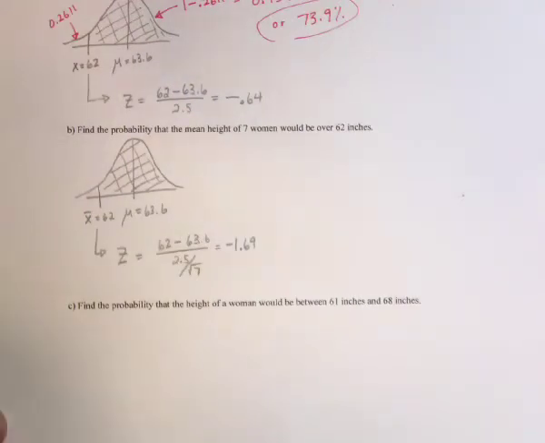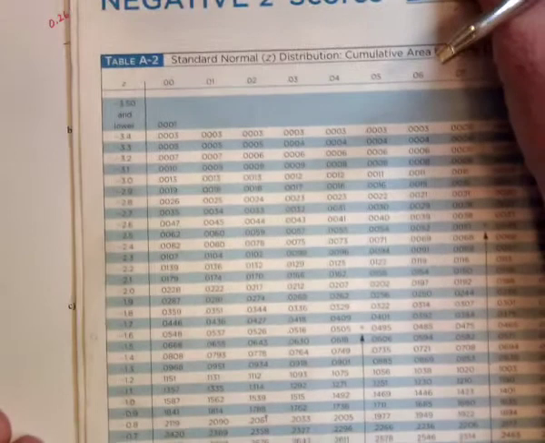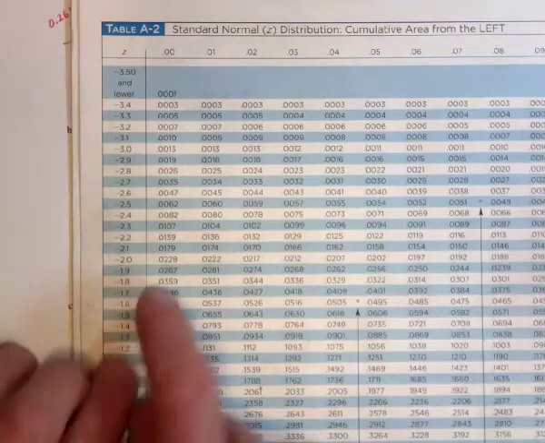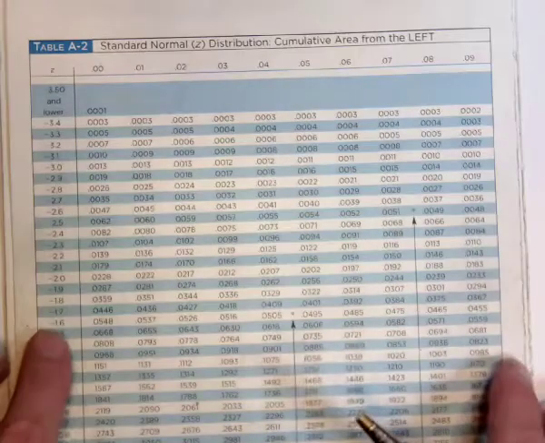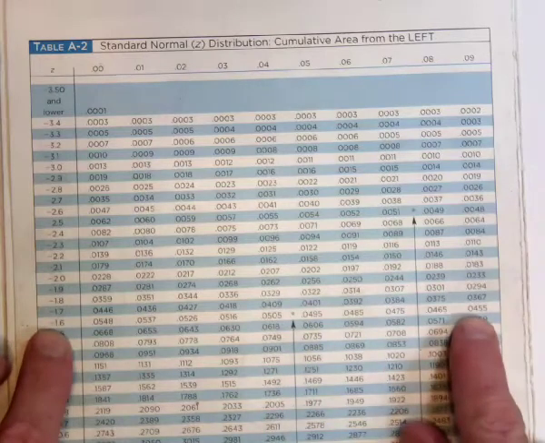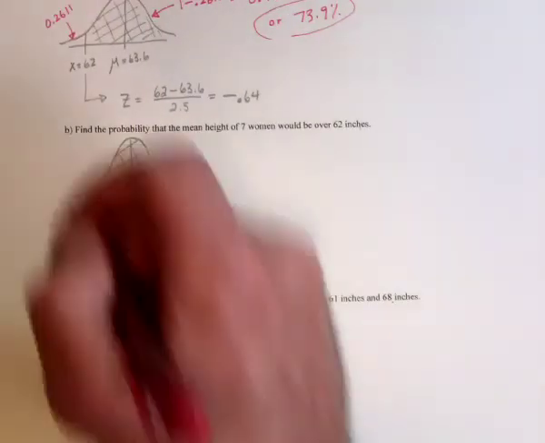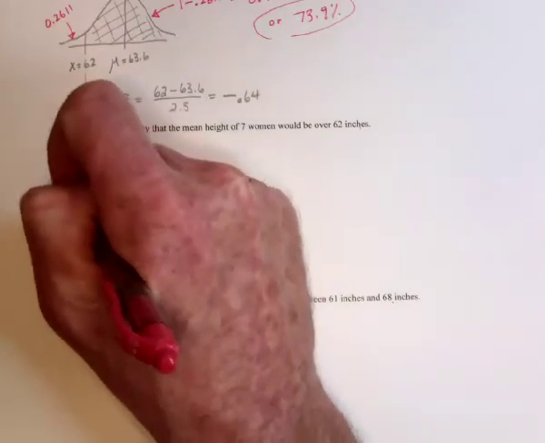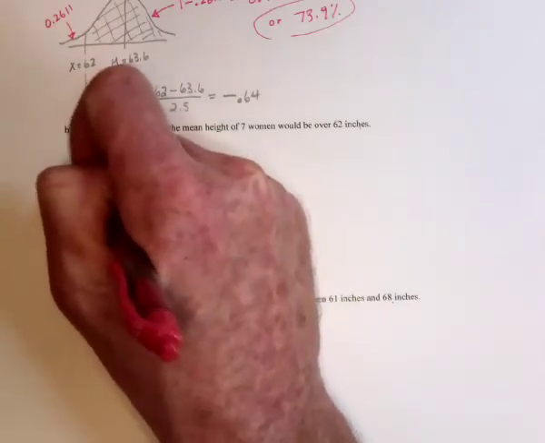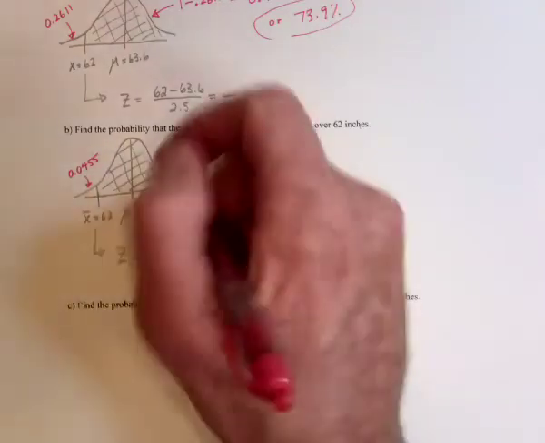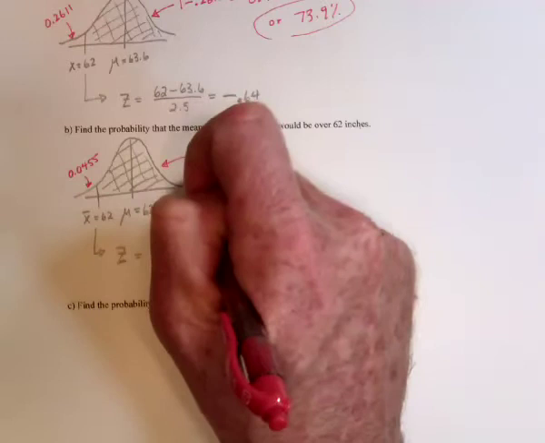And then again, use table A2 to look up the probability. So negative 1.6, and then 9 is going to be all the way at the end. So that looks like it's 0.455. So again, this tail part is 0.455. And then subtract from 1 to get this area over here.